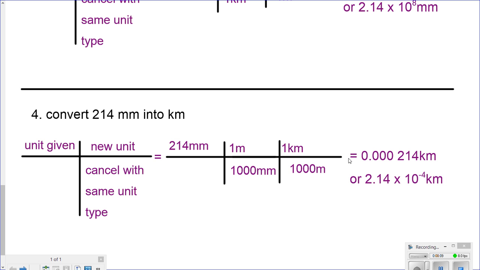Let's see how it looks. 214 times 1 times 1 divided by 1,000 by 1,000, and it gives me 0.000214 kilometers. And if I do this in scientific notation, I'll move it 1, 2, 3, 4. Therefore, it becomes 2.14 times 10 to the negative 4 kilometers. I hope this helps you out.